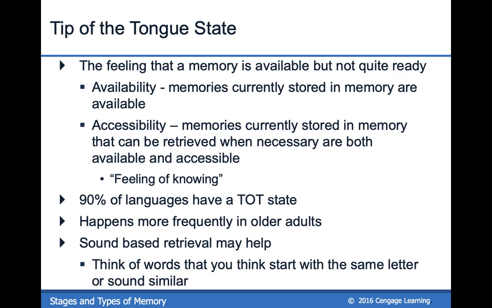This also leads to what we call our tip of the tongue state. Have you ever had that feeling when a memory is available, but it's not quite ready for retrieval? This is a two-part problem. Availability is when memories currently stored in memory are available, so you can actually get to them. And accessibility is when memories currently stored in memory can be retrieved when necessary. So when they are both available and accessible, we get that feeling of knowing.